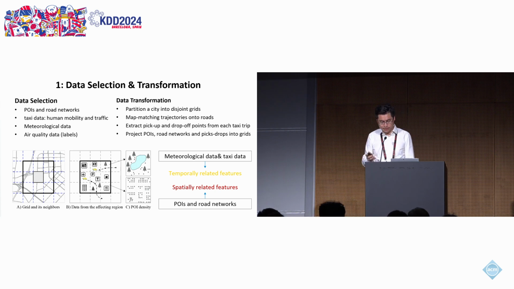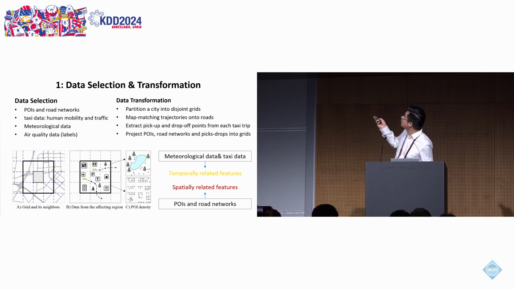So this is how we do the assumption. Then we extract 2 categories of features based on the data we collect in cities. So we partition the city into uniform grids. We project all of the data into the grids. For example, we project pollution observation data, and we track pick up and drop off points from each taxi trip, and then throw the pick up and drop off points into the grids. So this is how we do data transformation.